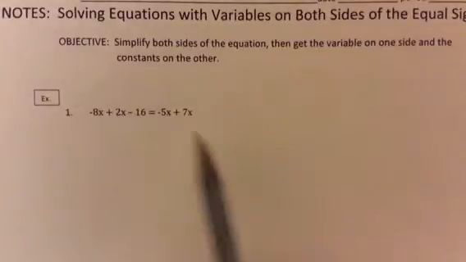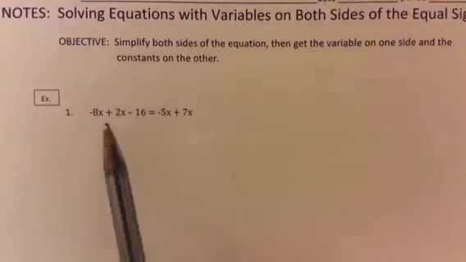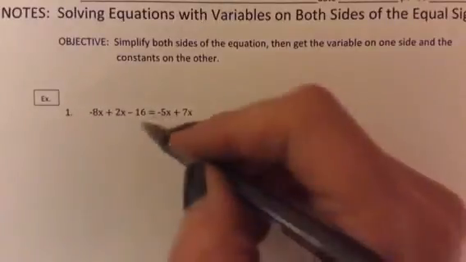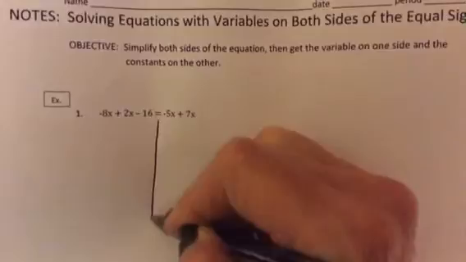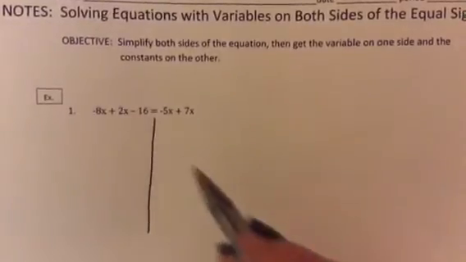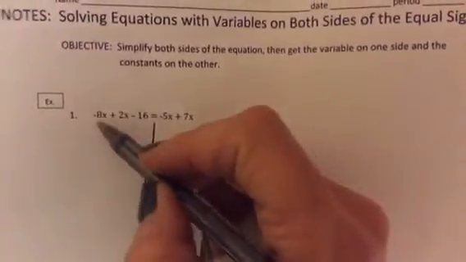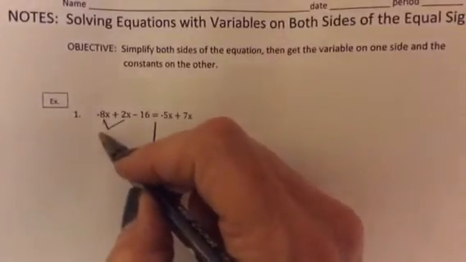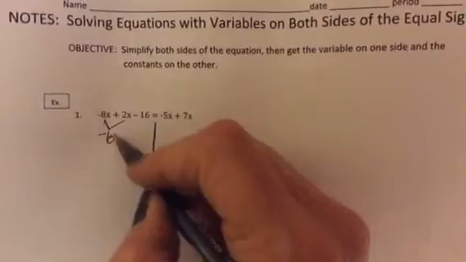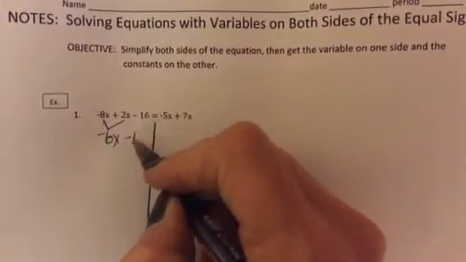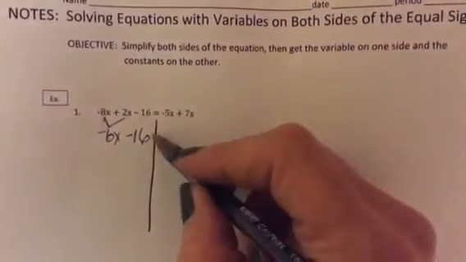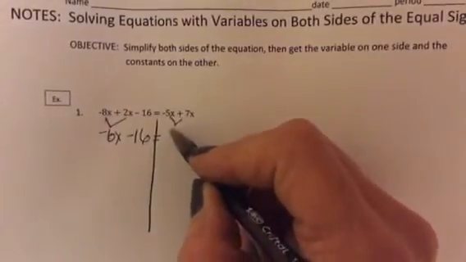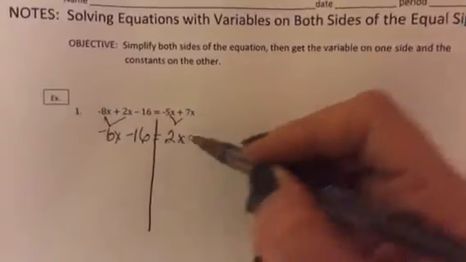So our first example, example 1, we've got some x terms on the left of the equal sign and on the right of the equal sign. So I'm going to draw our line like we have when we've been solving equations before, and we're going to go ahead and combine the negative 8x and the 2x, which would be negative 6x. And then there's nothing to combine the negative 16 with. And on the other side of the equal sign, we can combine negative 5 and 7x, which is 2x.